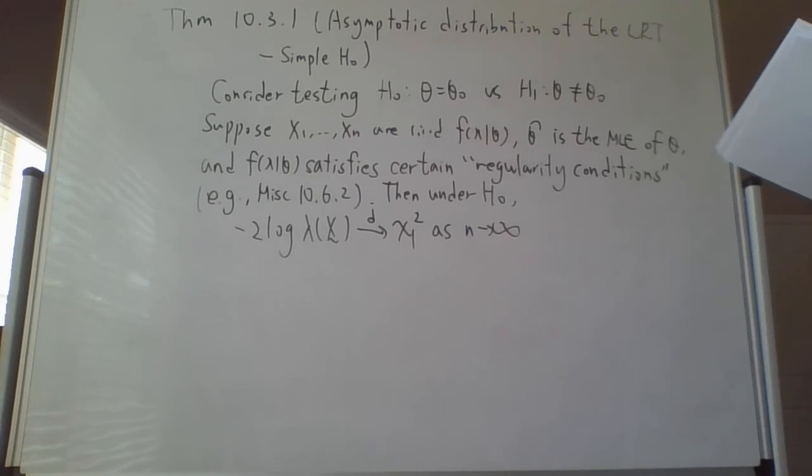So suppose that we have an IID random sample and theta hat is the MLE of theta, and the PDF of X satisfies certain regularity conditions, which are described in Miscellanea 10.6.2. If we have these conditions, then under the null hypothesis, -2 times the log of the likelihood ratio test statistic converges in distribution to a chi-square distribution with 1 degree of freedom as n goes to infinity. It means that when the sample size is large, -2 times the log of the likelihood ratio test statistic is approximately distributed as chi-square with 1 degree of freedom.